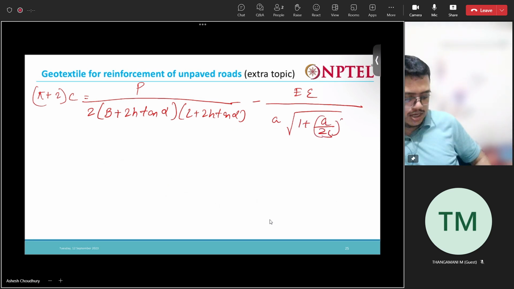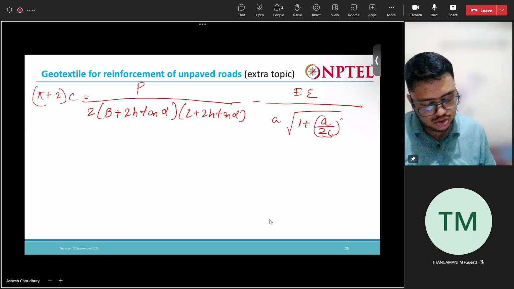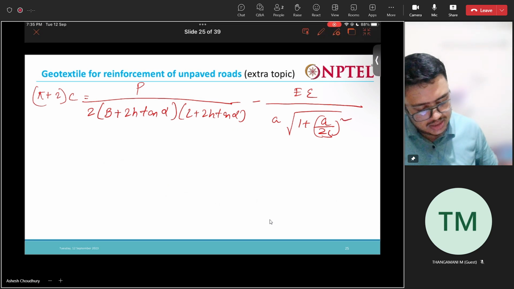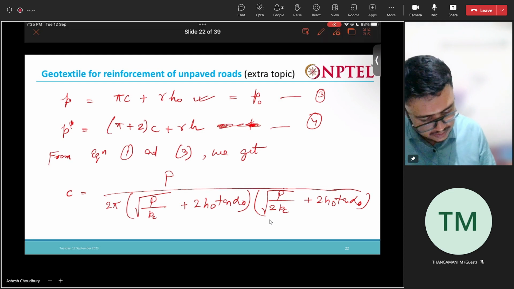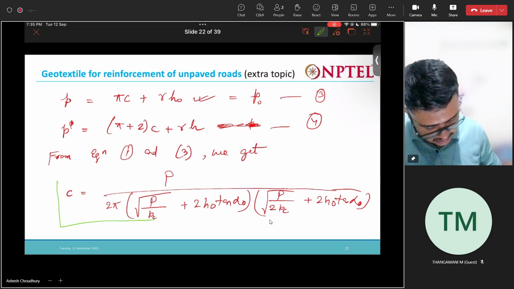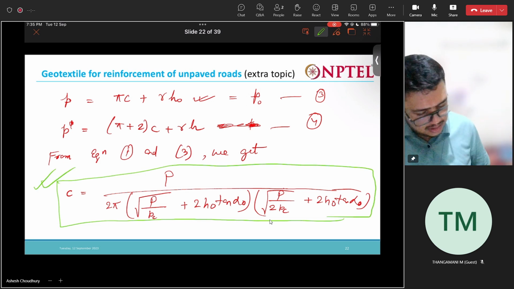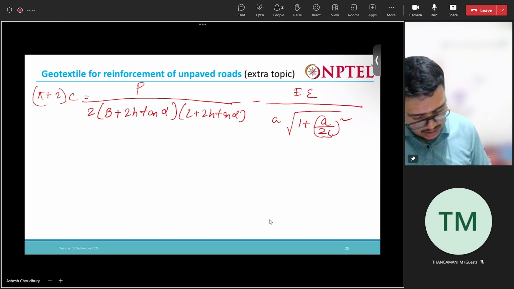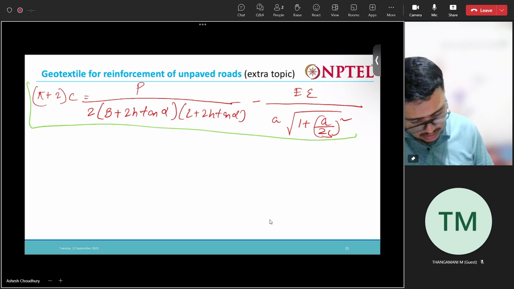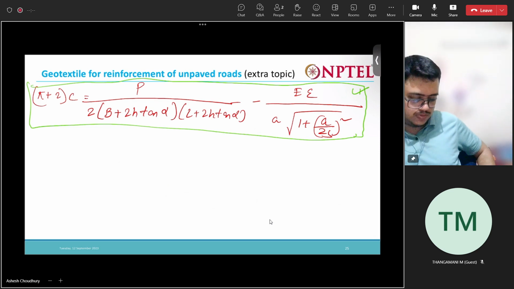Okay, this is the final expression. From this expression, our task is to get H. So what are the equations? What are the main equations, final equations? So this is one equation, this is one equation, and this is one. Okay, so these are the equations that we need to use.